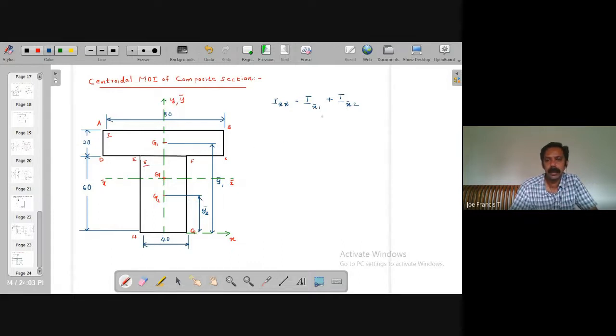Now we need to find I x bar 1 and I x bar 2. What will be I x bar 1? I x bar 1 will be equal to നമ്മൾ ഫസ്റ്റ് ഫിഗറിന്റെ സെൻട്രോയിഡൽ ആക്സിസ് കണ്ടുപിടിക്കണം. ഇതാണ് എൻ്റെ സെൻട്രോയിഡൽ ആക്സിസ്. So this is, I'll put it as x1 bar. I x1 bar subscript ആയിട്ട് എഴുതാം, x1 bar plus a1 into h1 squared, where a1 is the area of this figure and h1 is the distance between the two centroidal axes.